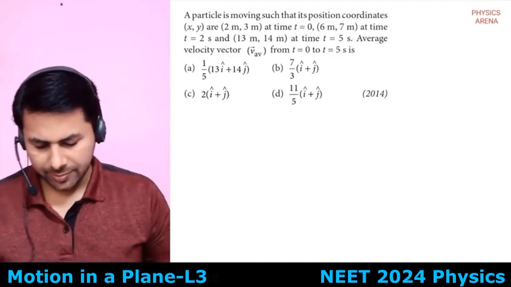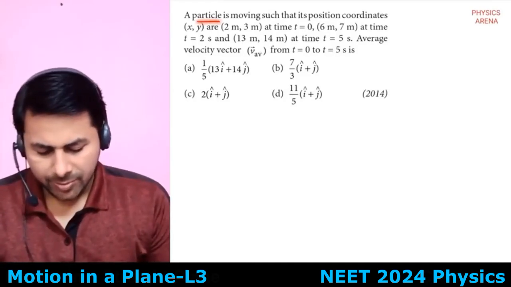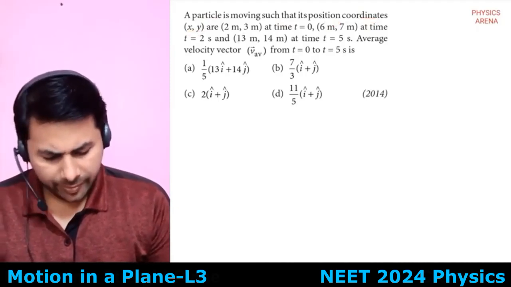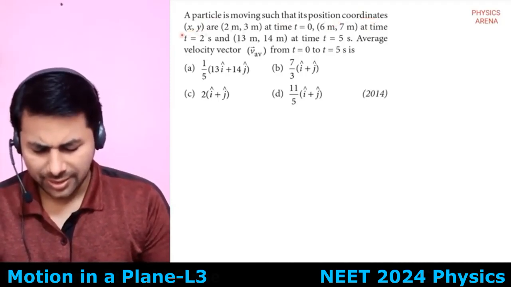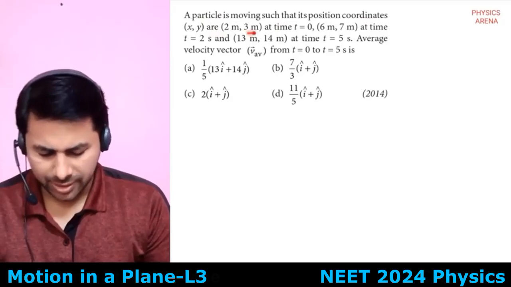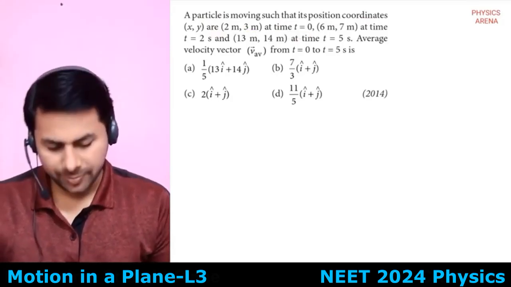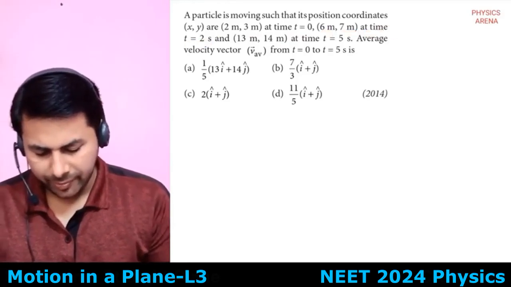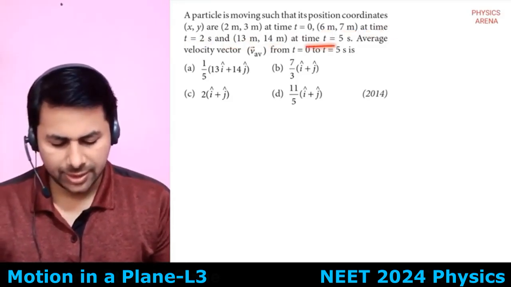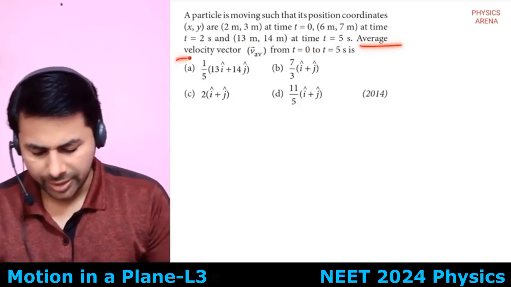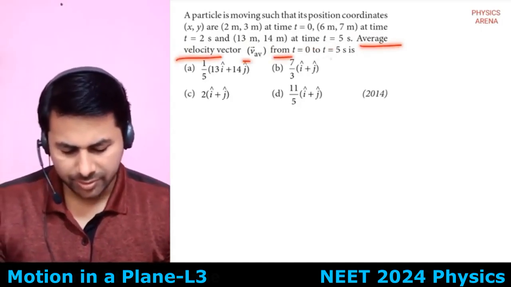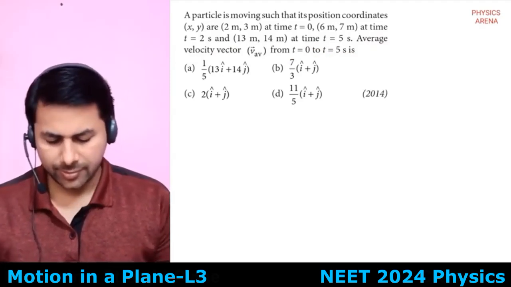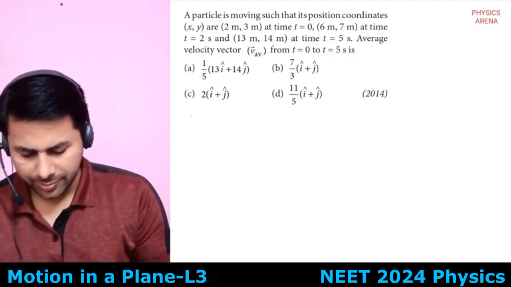Let's see next question. The particle is moving such that its position coordinates x, y are 2 meters, 3 meters at time t equals to 0, 6 meters, 7 meters at time t equals to 2 seconds, and 13 meters, 14 meters at t equals to 5 seconds. Average velocity vector from t equals to 0 to t equals to 5 seconds is. Tell me, what should we do?